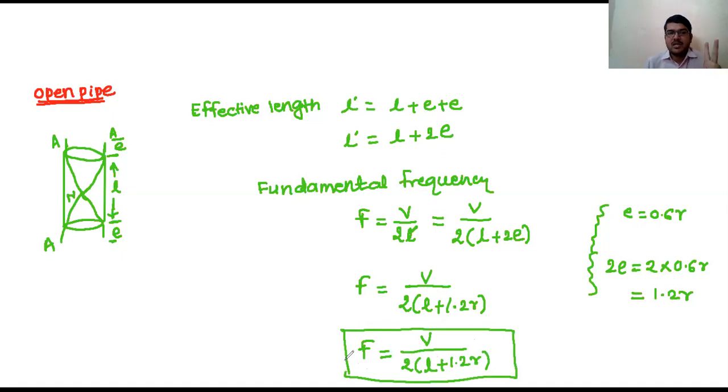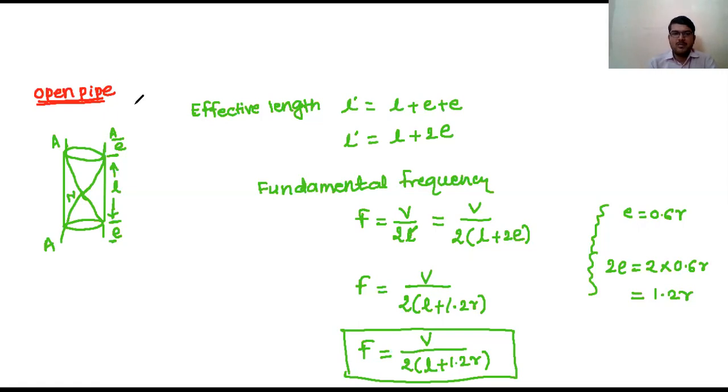In open pipe, you are getting two end corrections, both sides, 2E. So L plus 2E is the effective length, and you just substitute there, and you will get the frequency of open pipe with end correction. Okay. Next.